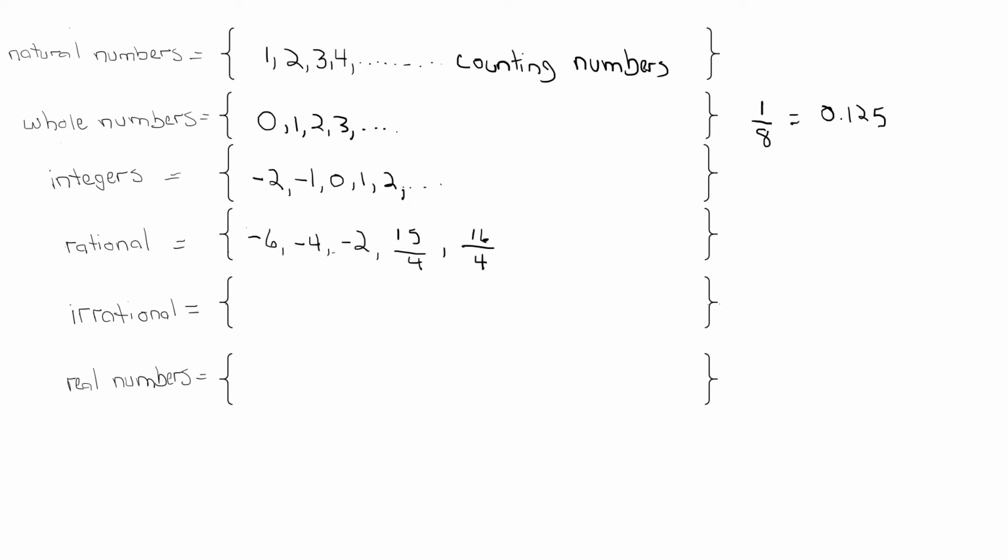An irrational number would be a non-terminating decimal, so that number is going to keep on going. Irrational numbers are also non-repeating decimals. So let me show you what a repeating decimal is. If I had 2 divided by 3, that equals 0.6666.